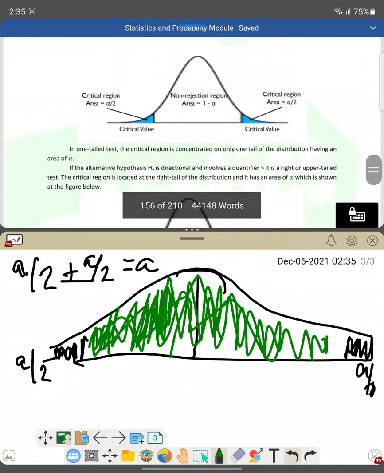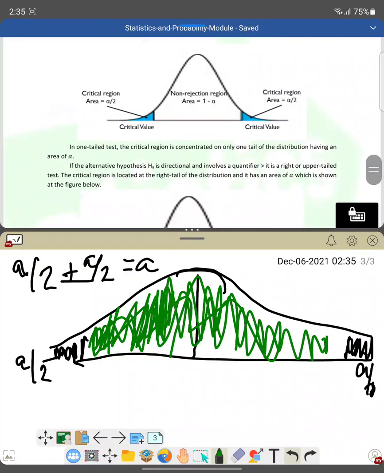Okay, so let's continue with our discussion. Also, for the critical region, as you can see, this is α over 2, and then in the middle is the area which is 1 minus α, because α, or your alpha, determines your critical values or your rejection region.